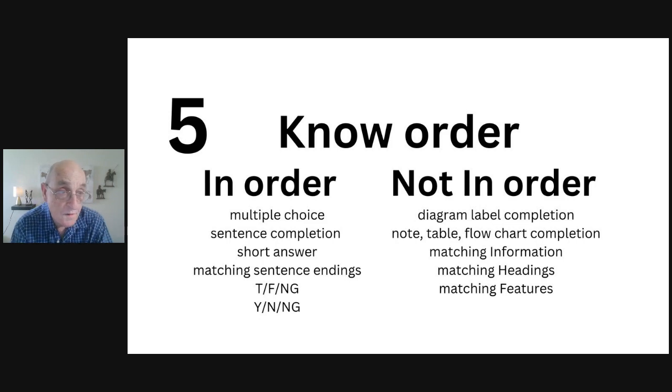There are other types of questions that don't come in order, and these are like diagram label completion, note, table, and chart completion, matching information, matching headings, and matching features. These are a little different challenge than the ones that do come in order, but it's the same strategy that we've talked about up until we've reached this point. But if you understand which ones come in order and which ones don't come in order, this will help you in your strategy for finding the answers.